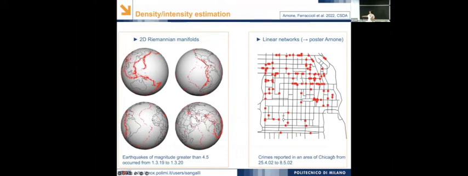Here is an application to the study of the intensity of earthquakes over the globe, and to road networks, linear networks. Here is an application to the study of the density of crimes over the roads of Chicago. And again, it can be extended to space-time, so estimating densities of events occurring over space and time.